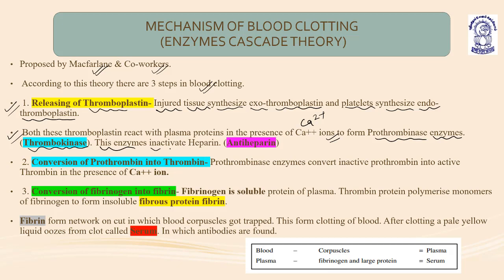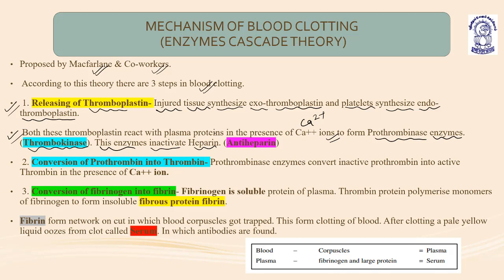This enzyme inactivates heparin, very important. This enzyme thrombokinase will basically inactivate or dissolve the anticoagulant. So heparin is an anticoagulant, which basically checks the formation, whether the intravascular clot is forming or not. So this heparin is a natural anticoagulant.